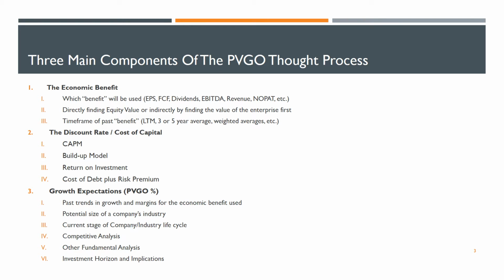So there are three main components of the PVGO thought process. There's the economic benefit, the discount rate used, and the growth expectations. And below each, there are things to consider when calculating each input. Depending on the industry, the company, and where the company is in its growth stage, there's a lot of things to consider when evaluating each of the three key inputs. So let's dig a little bit deeper into each and see how you can apply it.